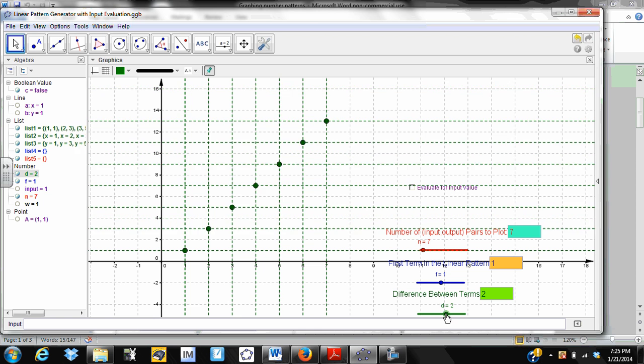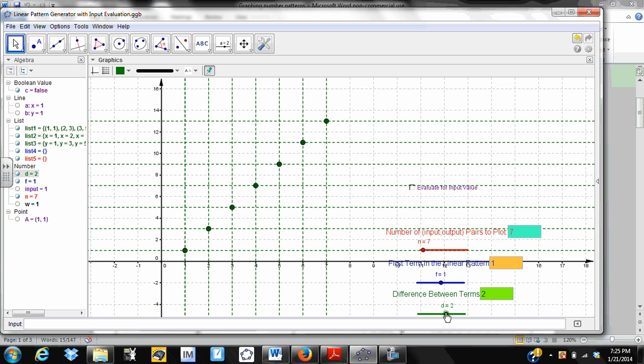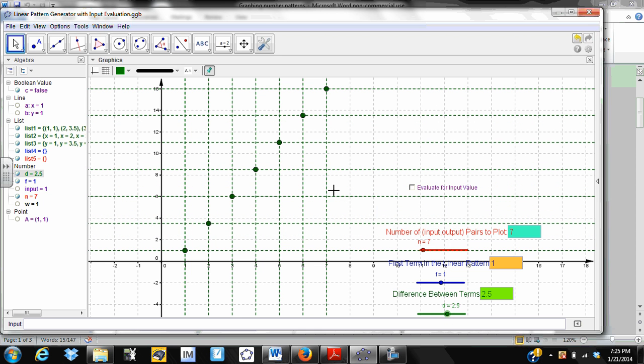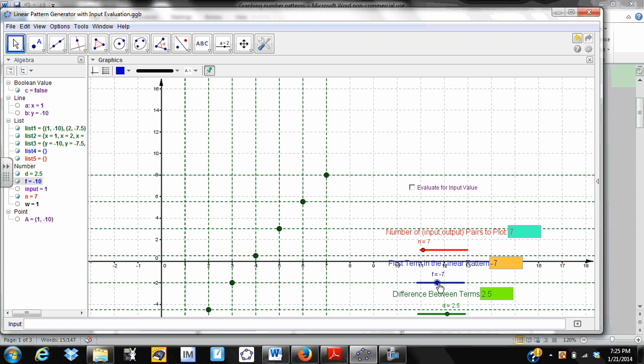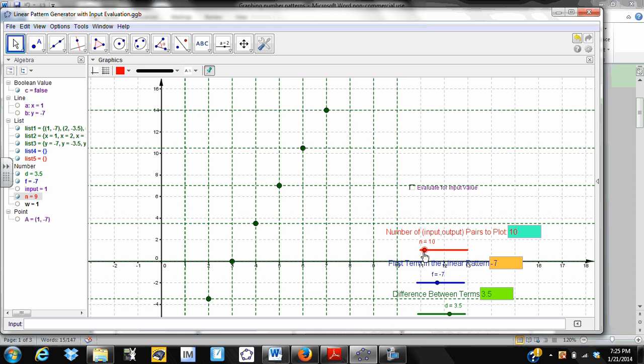So we could change, right? There's some similarity talk we could do, but depending on our slope, it changes our rectangle, so it's kind of neat. Yeah, we change the first term, change our difference, make any sequence that we want. Change the number of terms here.